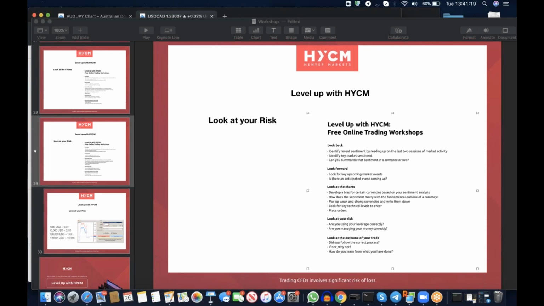Don't forget the US are on holiday on Thursday with Thanksgiving Day, so just be aware of that for the US side of it. Pound yen. Okay, so a pound yen trade.